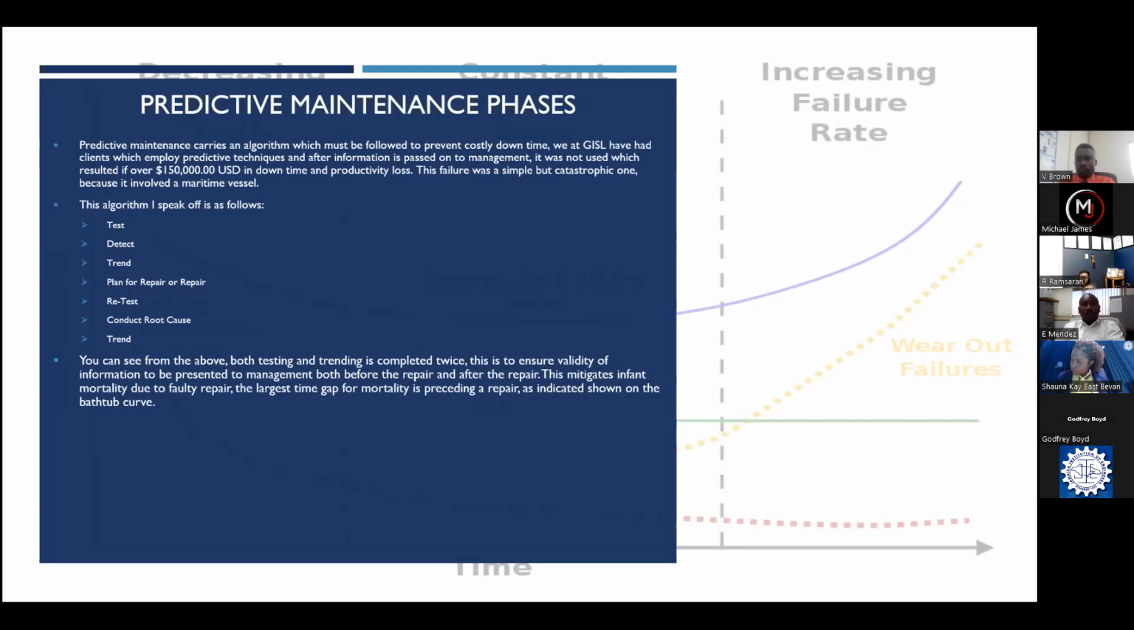So you can see from the above, both testing and trending are completed twice. This is to ensure validity of the equipment to be presented to management both before and after the repair. This mitigates the infant mortality of equipment due to faulty repair, and the largest time gap for mortality is preceding a repair, as indicated on the Bathtub curve, which is actually the transparency behind this.